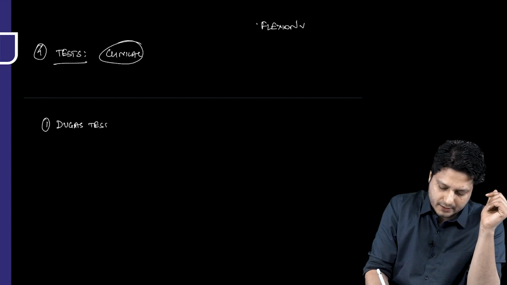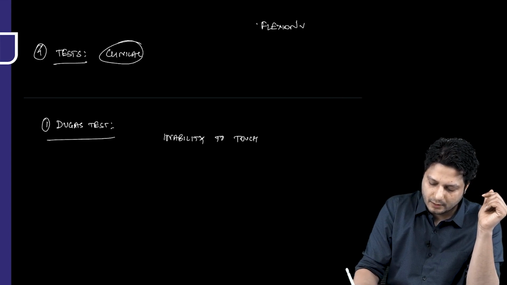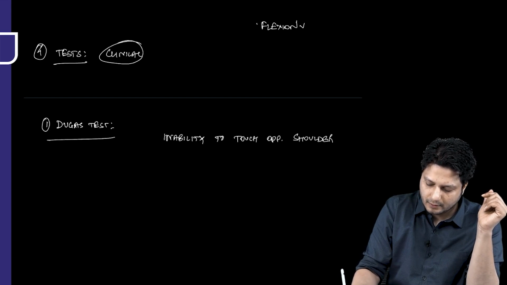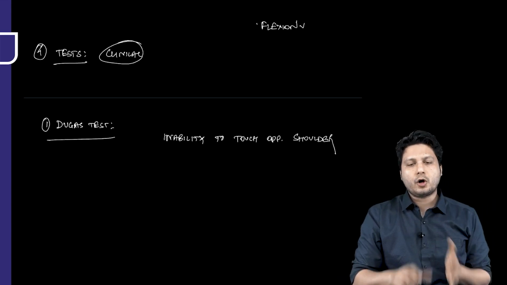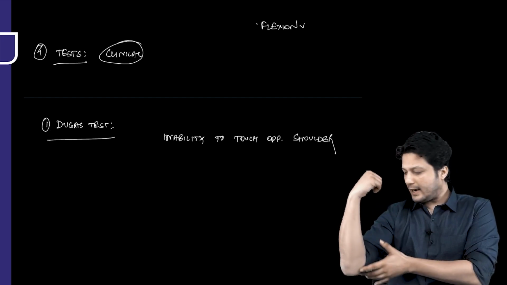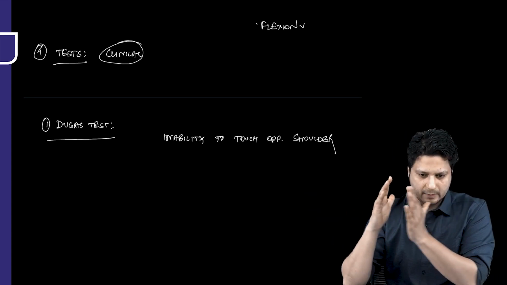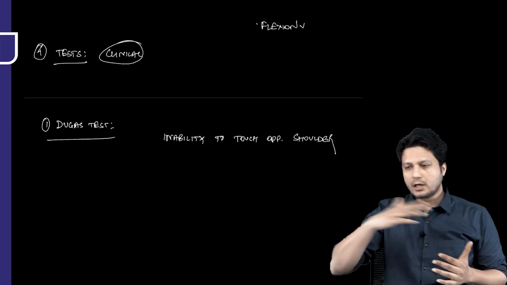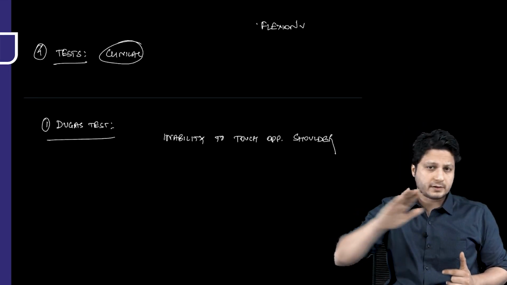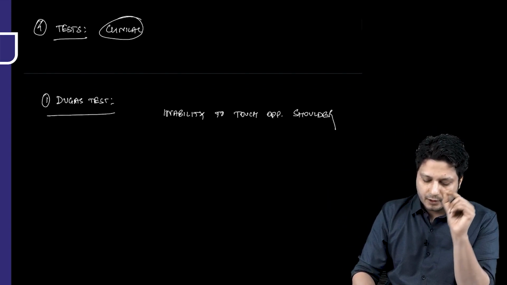Now, what is Dugas test? It is inability to touch the opposite shoulder. Alright, inability to touch the opposite shoulder. Now, imagine the patient is having an abducted and externally rotated arm, and he is not able to touch the opposite shoulder. Means if you ask a patient to touch the opposite shoulder, he won't be able to reach the opposite shoulder with the hand of the limb which is anteriorly dislocated. Alright. So, that is Dugas test.